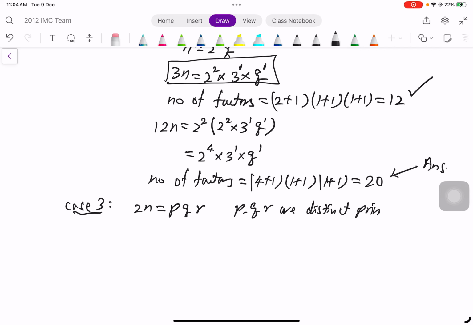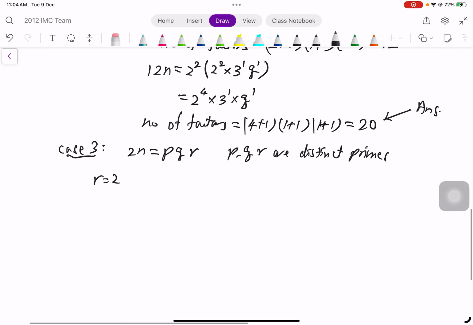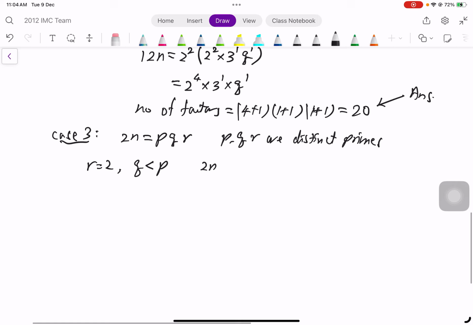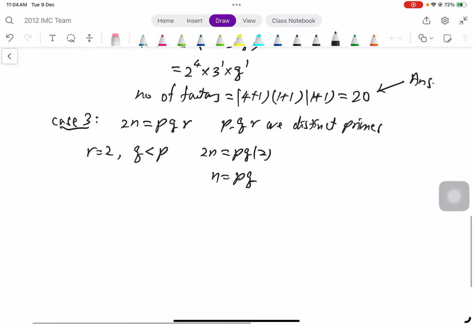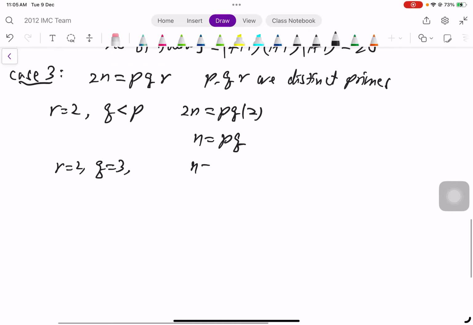Right? Okay, then in this case, can I assume that R is equal to 2 and then your Q is less than P? That means your 2n is actually equal to PQ multiplied by 2. That means your n is actually PQ. Then again, can I assume that R is equal to 2 and then your Q is equal to 3? Right? That means your n is actually P multiplied by 3.